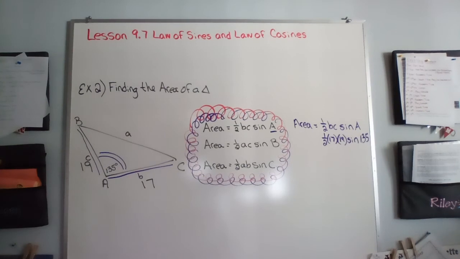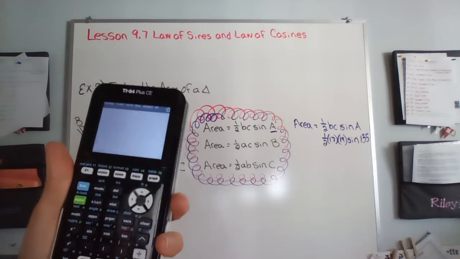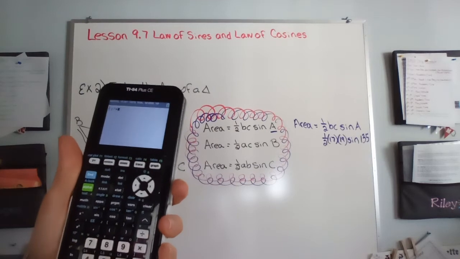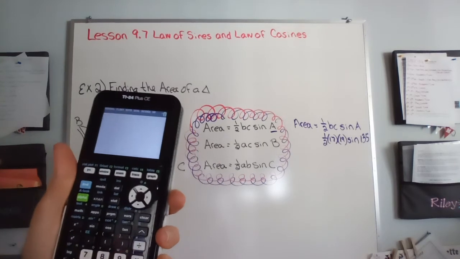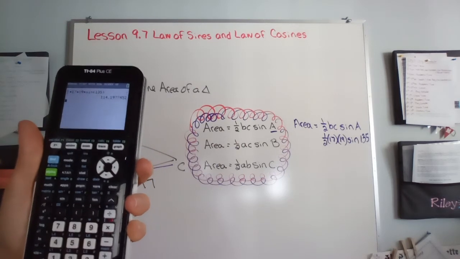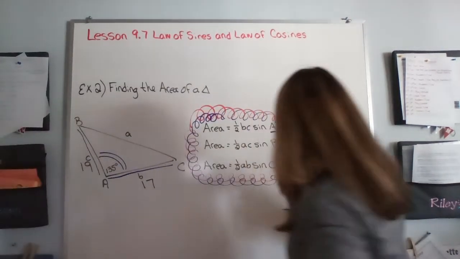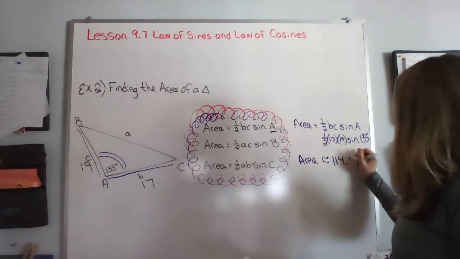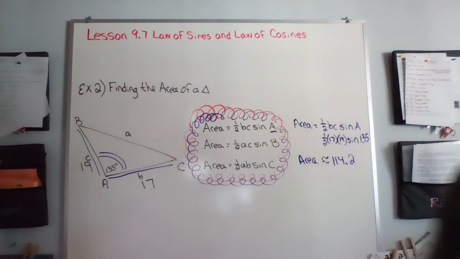So I'm going to plug all that into my calculator, just as I see it on my screen. So it's 1/2 times 17 times 19 times sine of 135. And you get an area of approximately 114.2. We'll just round to one decimal place. So the area is approximately 114.2. And it will be units squared, but I don't have units here. All right, let's do another problem.